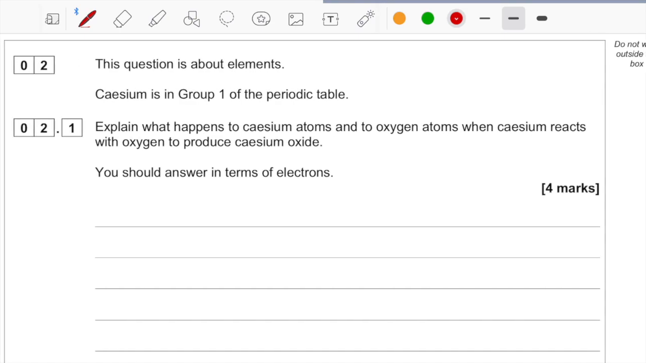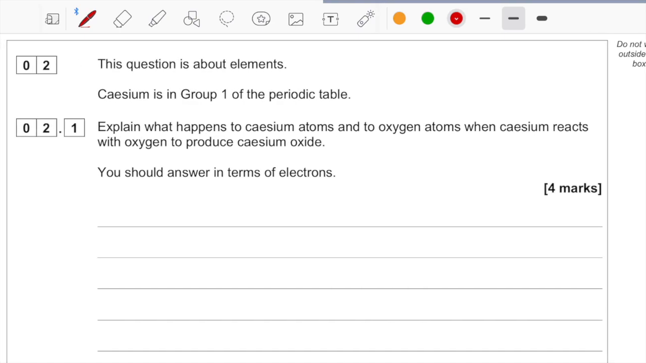All right, so this question here takes us right back to the beginning of year 10, right to the very start, really. So they've told us that cesium is in group 1 of the periodic table. And we could see that if we looked on our periodic table. And it asks us to explain what happens to cesium atoms when cesium reacts with oxygen to produce cesium oxide.